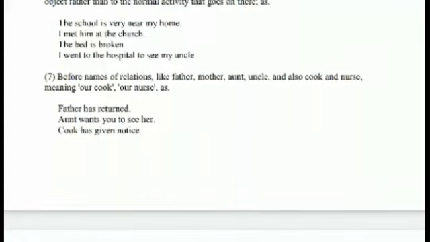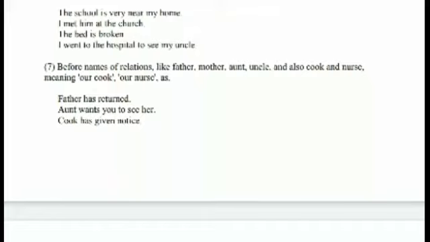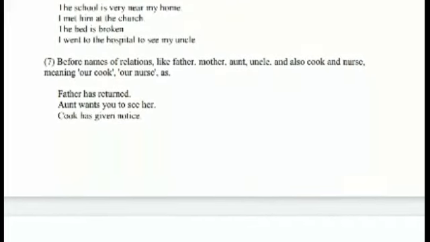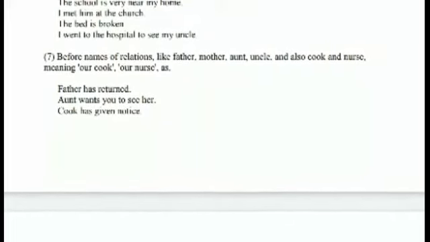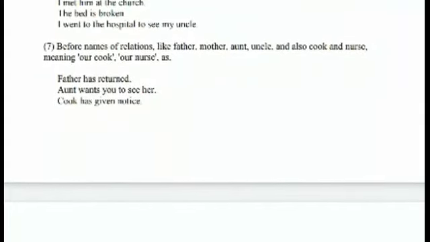Example, the school is very near my home. The school means a particular school. I met him at the church. The bed is broken. I went to the hospital to see my uncle.